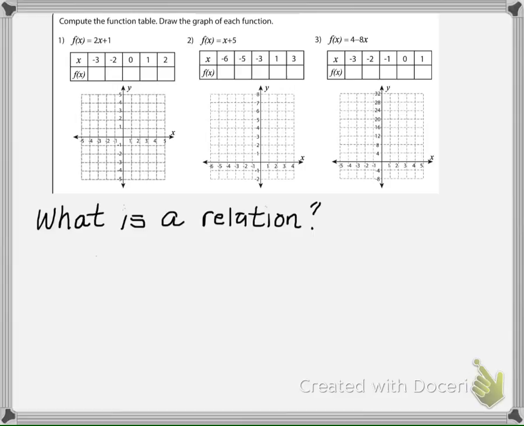I'm coming to you today with a little bit of an overview or intuition on some basic introductory function vocabulary. That's a lot to say. Basic introductory function vocabulary. So here it is.